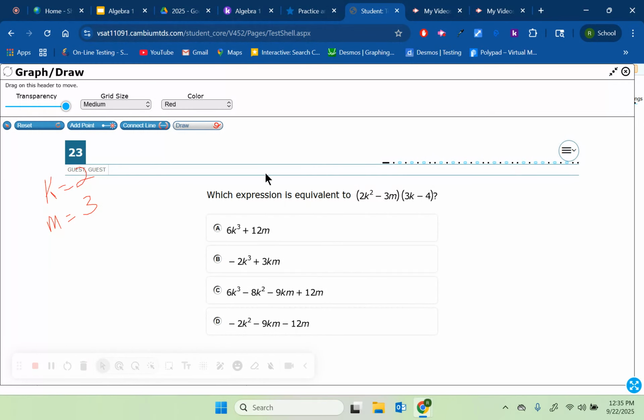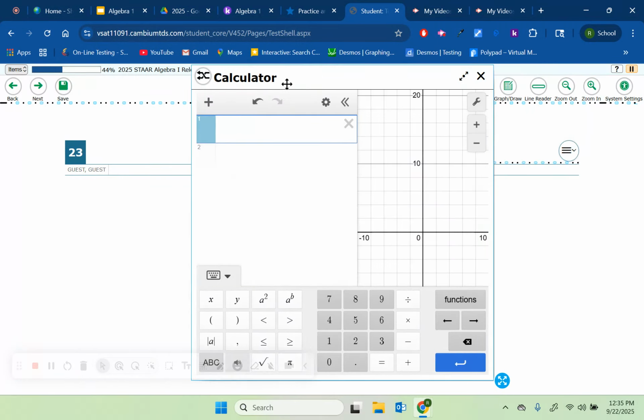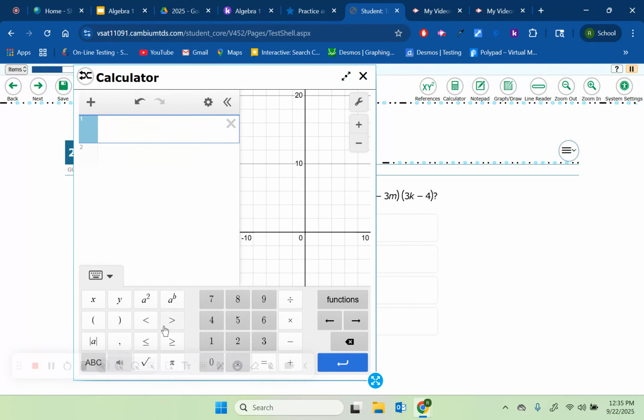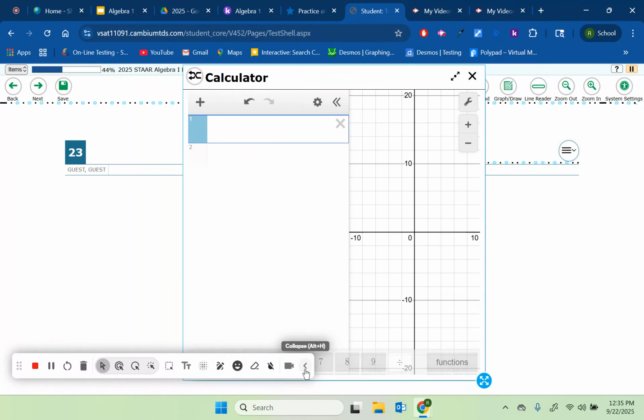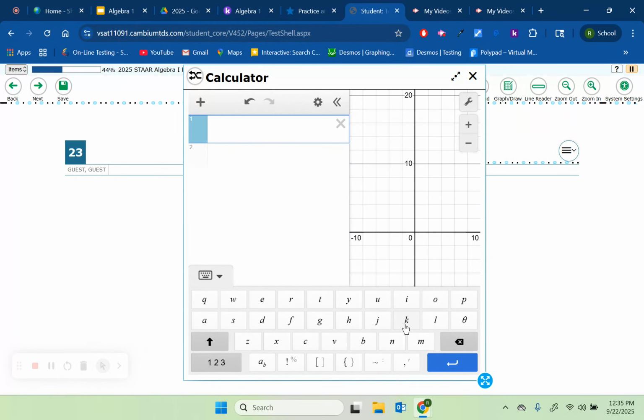So you're going to go to your Desmos, you're going to literally type this in, get an answer. We're going to do very little, any kind of work by hand on paper. So remember, K is 2, M is 3. You guys ready? Here we go. Calculator. And go to the alphabet. Of course. This guy's always been getting away. Alphabet. K equals 2. And then M equals 3.